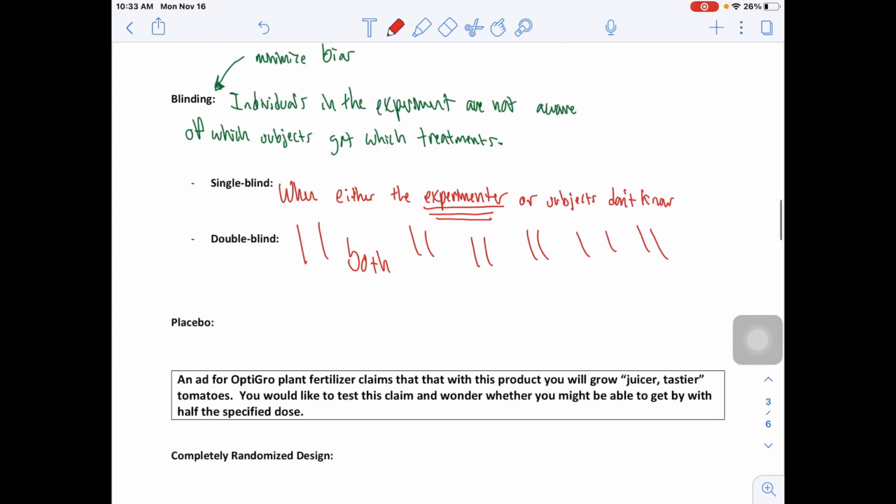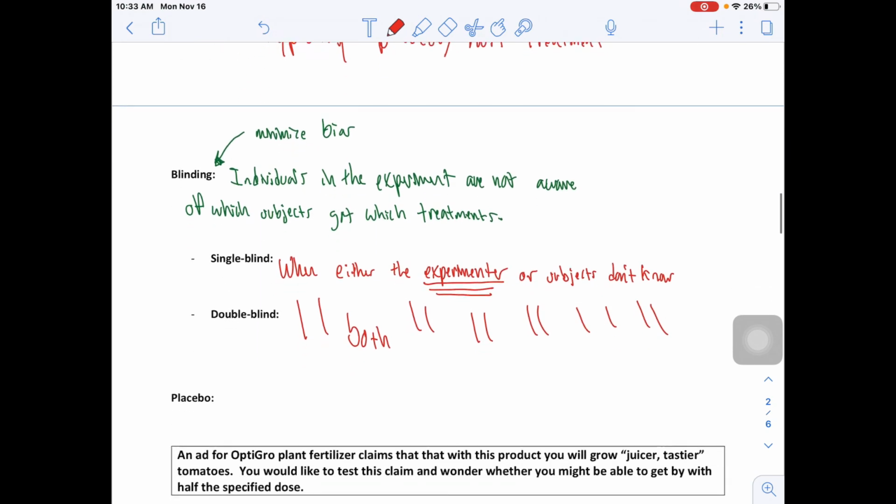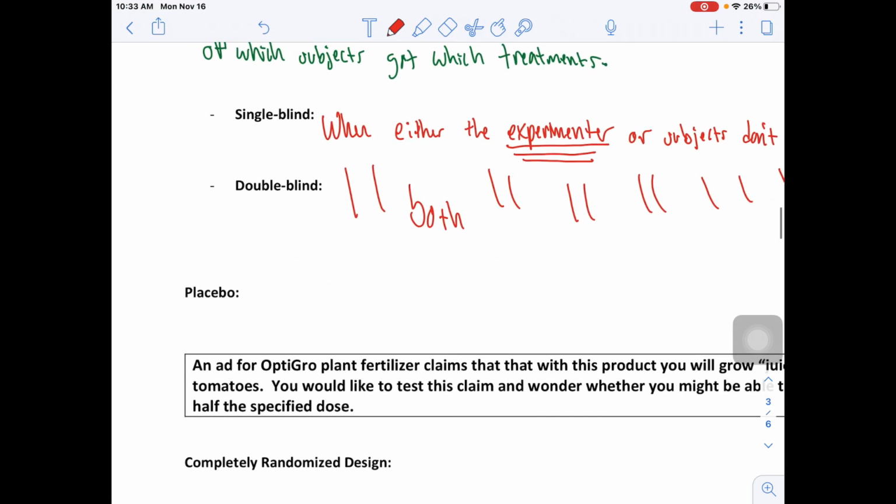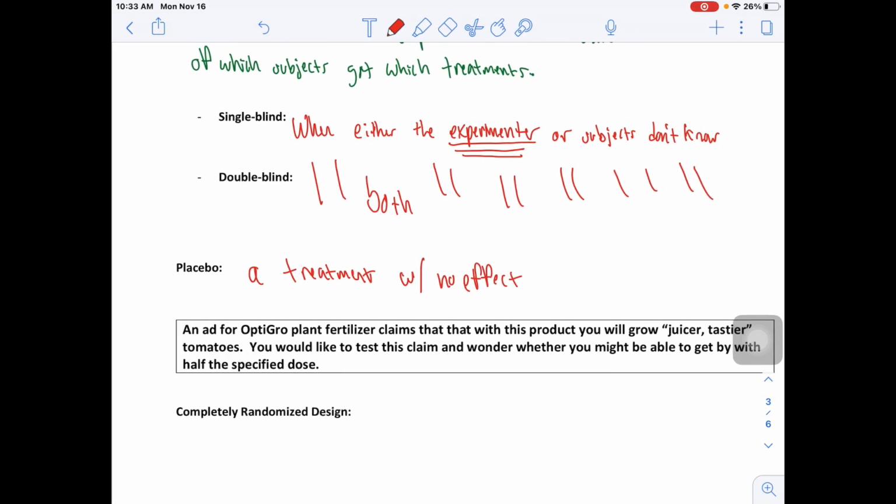So placebo, I guess I really didn't explain that earlier, but it's just a treatment with no effect, like a fake treatment. So I said, hey guys, take this little magic water and you're going to feel fantastic. All right, I just tricked you guys and I actually just gave you plain water. That would be like a placebo. But maybe mentally you actually think that you're getting a treatment. So it might actually have an effect on you.